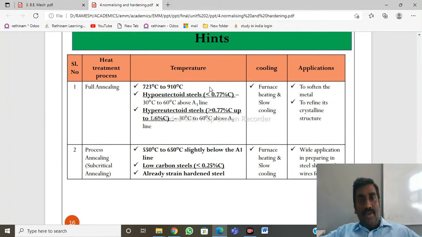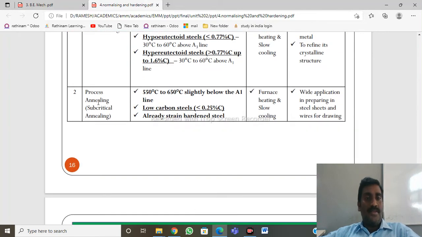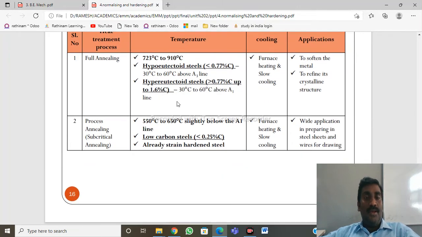Then some hints that we are giving here, like the full annealing process. For full annealing, the temperature is 723 to 910 degrees. For hypoeutectoid steel, up to 0.77 percent carbon, heat 30 to 60 degrees above the eutectoid line. Then hypereutectoid steels, 0.77 to 1.6 percent carbon, also 30 to 60 degrees above the eutectoid line. The cooling is done by furnace heating and slow cooling. Applications: to soften the material and refine the crystal structure. Then process annealing is at 550 to 650 degrees centigrade. Here you may identify that full annealing can be done at 723 to 910.